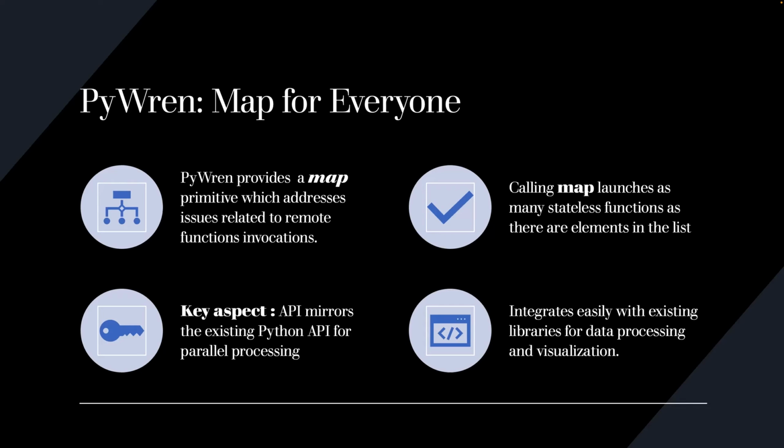When a map function is called, it launches as many stateless functions as there are elements in the list. That is how it works. Another key aspect is that this API mirrors the existing Python API for parallel processing, and it also integrates easily with the existing libraries. So this helps with data processing, data visualization, etc.